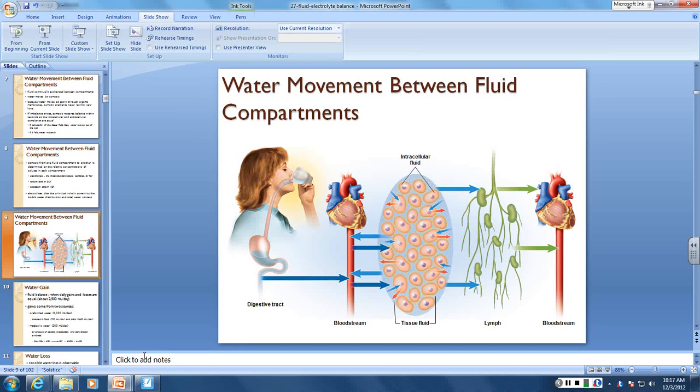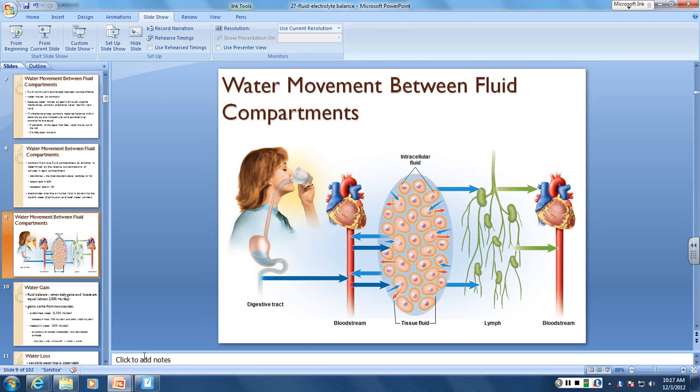So I wanted you all to understand osmolarity. Again, osmolarity has to do with the amount of solute dissolved in solution. Okay, so fluid moves between interstitial fluid and the bloodstream. And once we get into the tissues, some of that fluid outside of the cell can go into the cell.